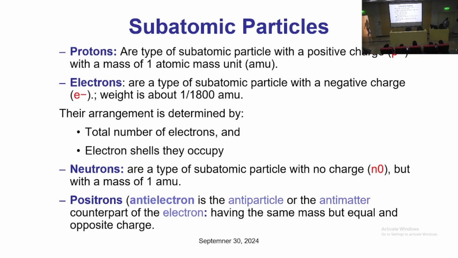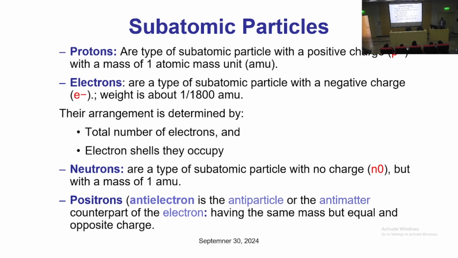First, we'll talk about the different constituents of the atom. We call them subatomic particles. Within the atom, we have different particles: protons, electrons, and neutrons. Also, sometimes we have what we call positrons.